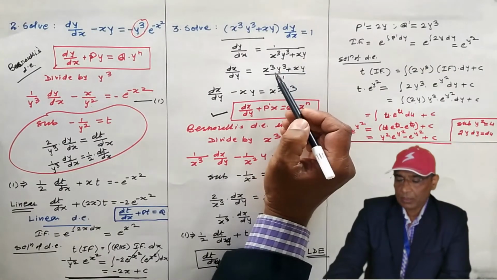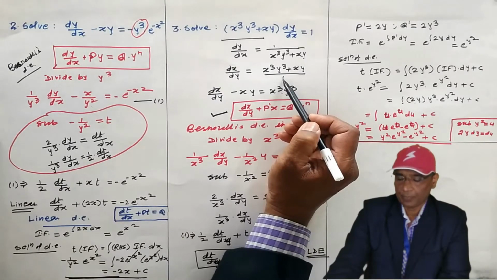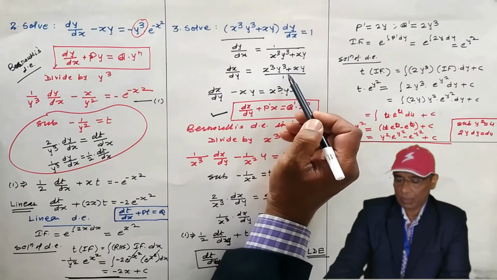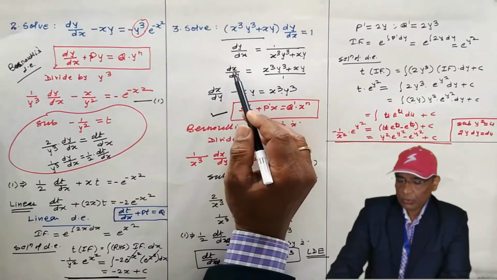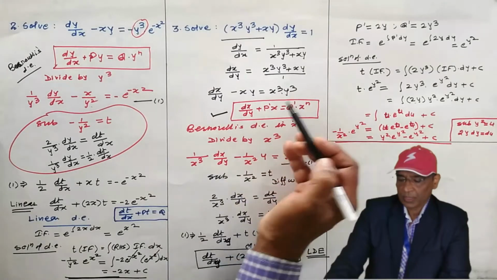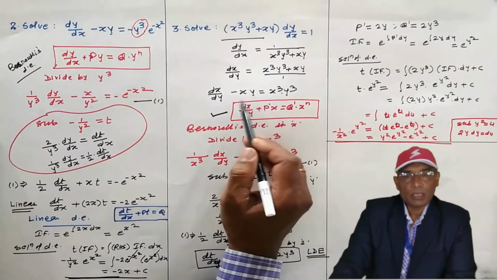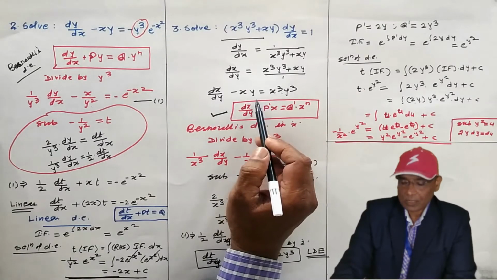Now what happened? There are two terms in the numerator and a single term in the denominator, which means it can be easily resolved then. Now what I am going to do: dx by dy as it is, and xy I am shifting on the left hand side. Now this differential equation is again a Bernoulli's differential equation in x.